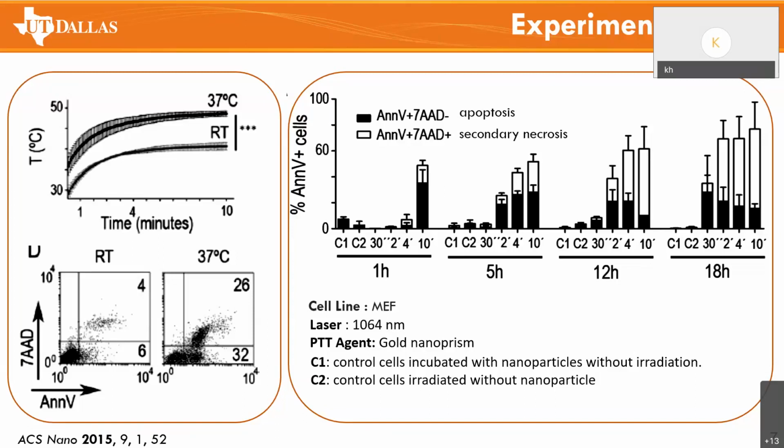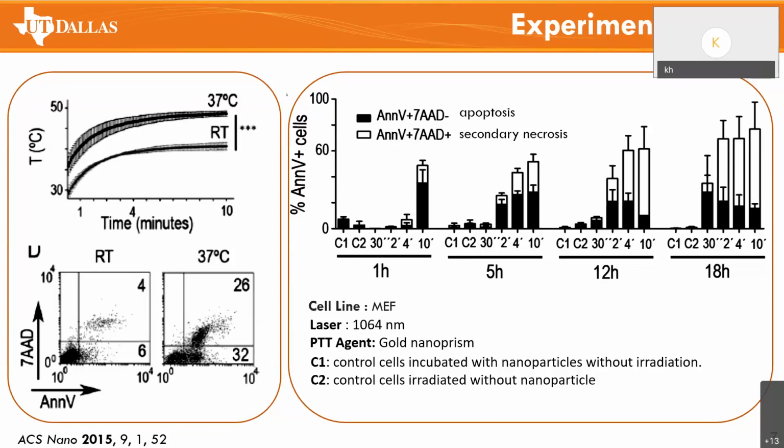Also, they did another important and interesting experiment. They checked different types of cell death. For this purpose, they performed a kinetic study after laser radiation at different times: 30 seconds, 2 minutes, 4 minutes, and 10 minutes. And the percentage of both apoptotic cells, I mentioned Annexin V positive, 7-AAD negative, and secondary necrotic cells, both positive, clearly increased at longer incubation times, like 5 hours, 12, and 18. It shows that cells become first apoptotic, and only later the membrane is disrupted and it becomes secondary necrosis.